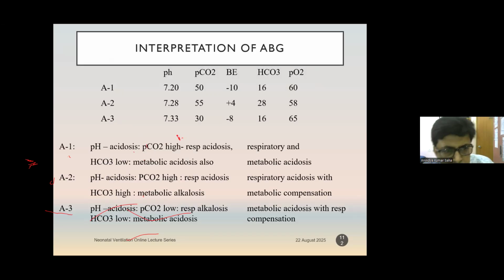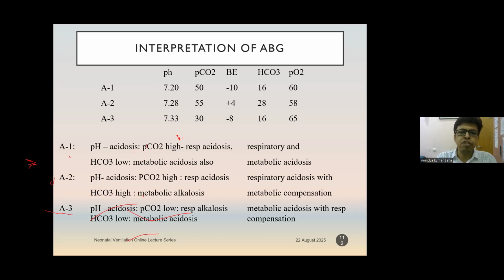Coming to the last 3 examples, here pH is 7.20. So it is acidosis, PCO2 is higher and bicarbonate is lower, so they are going in opposite directions. So it is a mixed disorder, and pH is dangerously low. It is a mixed disorder, both respiratory and metabolic acidosis, so there is less chance of compensation.